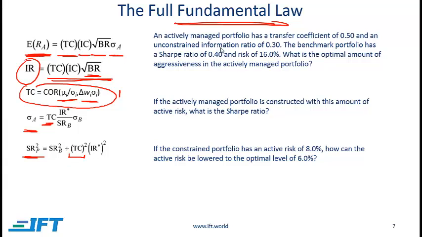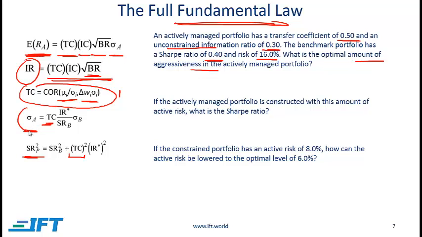So let's work through a simple exercise now. An actively managed portfolio has a transfer coefficient of 0.5 and an unconstrained information ratio of 0.3. The information ratios used over here are unconstrained. The benchmark portfolio has a Sharpe ratio of 0.4 and a risk of 16%. What is the optimal amount of aggressiveness?